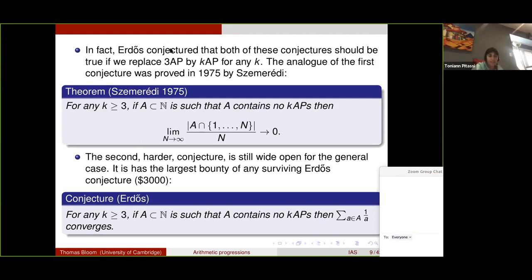Did you get anything? What did you get for k equals 3? Nothing. I don't think Erdős ever offered a prize for k equals 3 itself. I think he was probably hoping that there'd be some proof technique that would give them all at once.